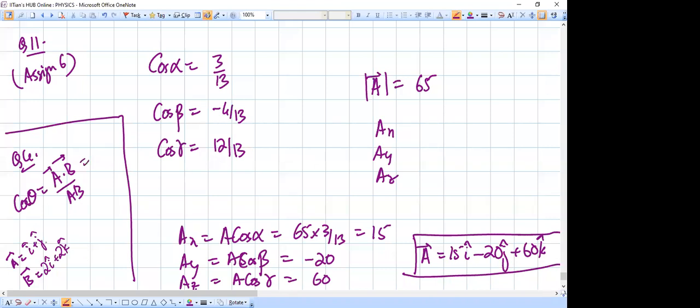So what will A dot B be? A dot B will be 2, and what is mod A? Root 2. And what is mod B? Root 8. So this is becoming 1 by 2. So that means theta is 60 degrees.